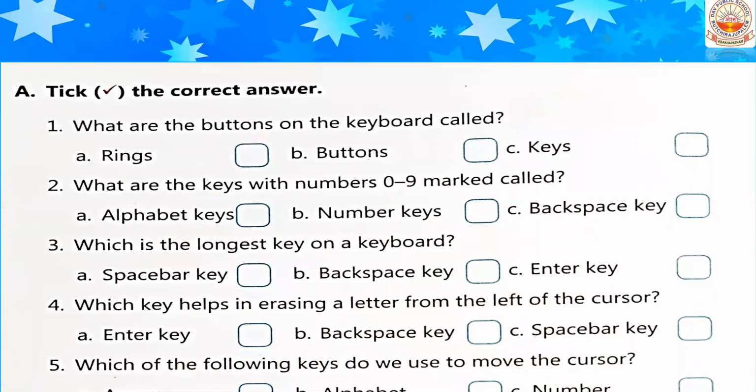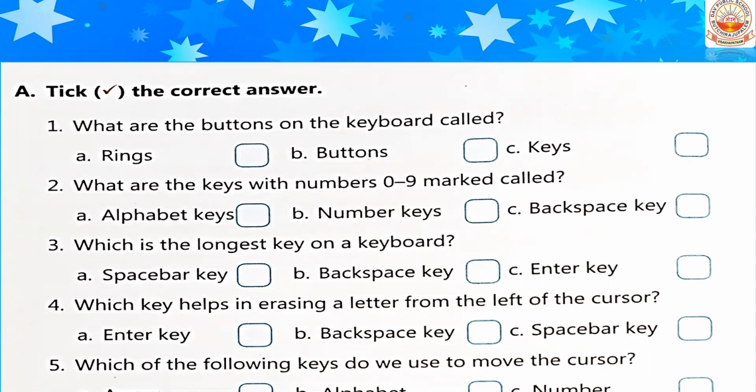Now, let us do some exercises based on the lesson, children. Pick the correct answer. So here some questions are given and options are given. Only three options are given, children. Only one is the correct answer. So you have to put a tick mark for the right answer. Okay, children. So we will start now.